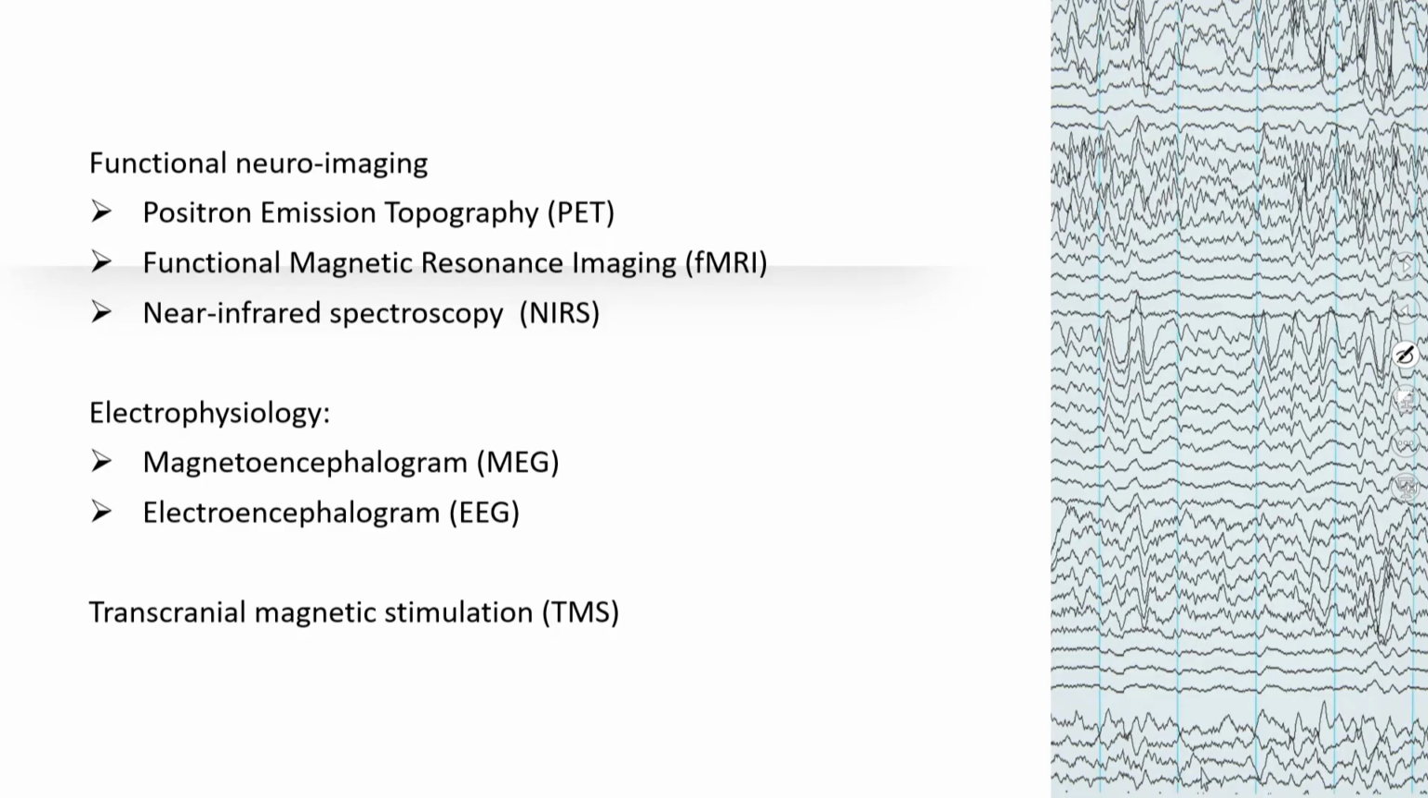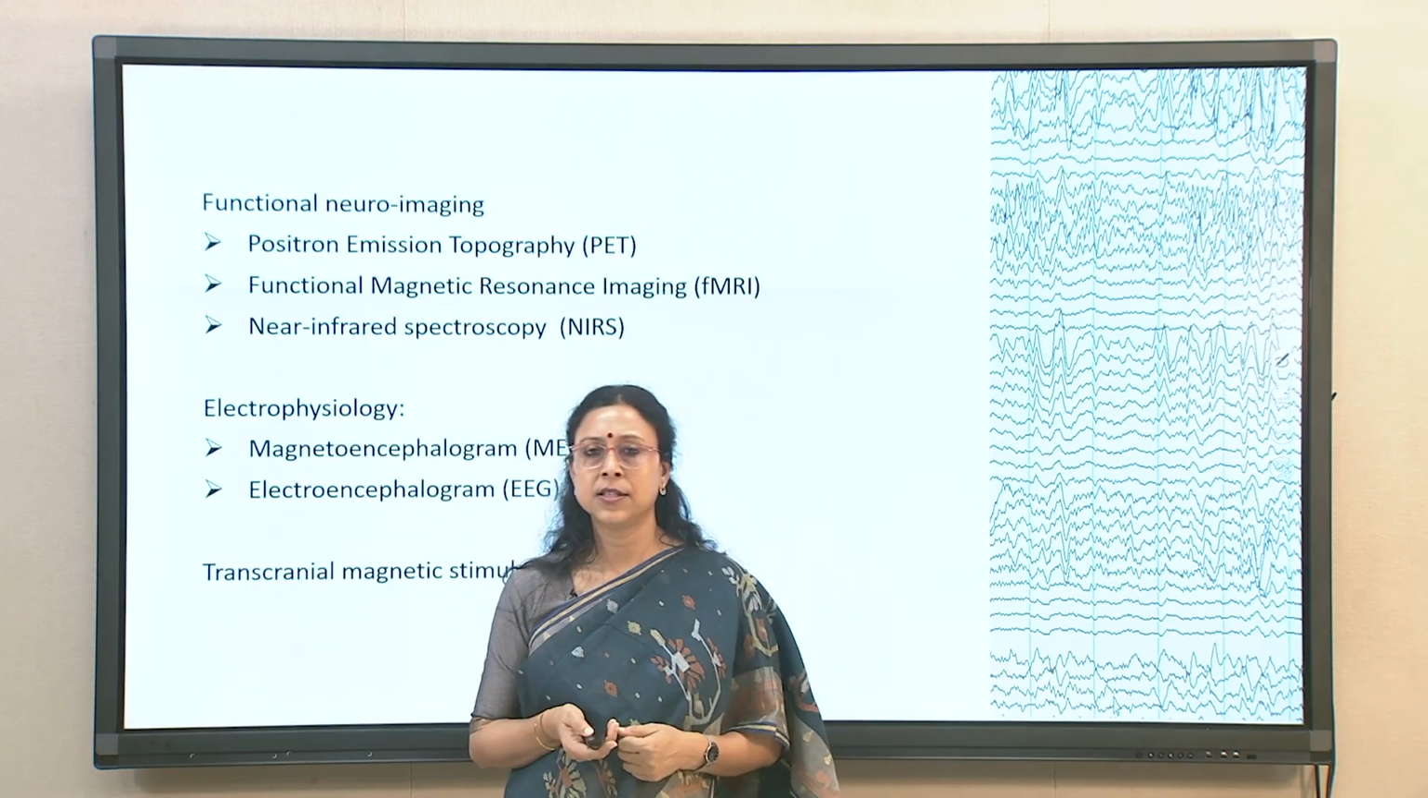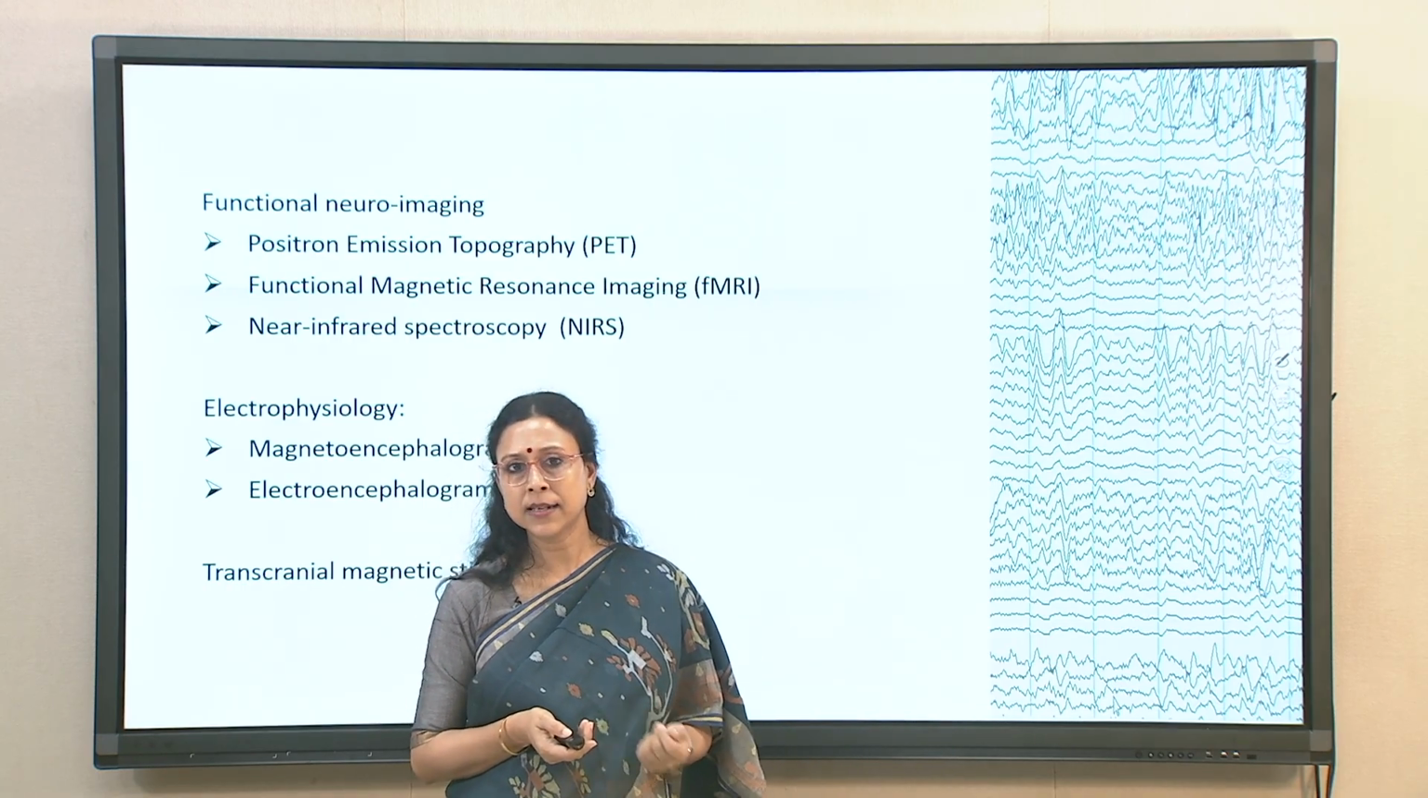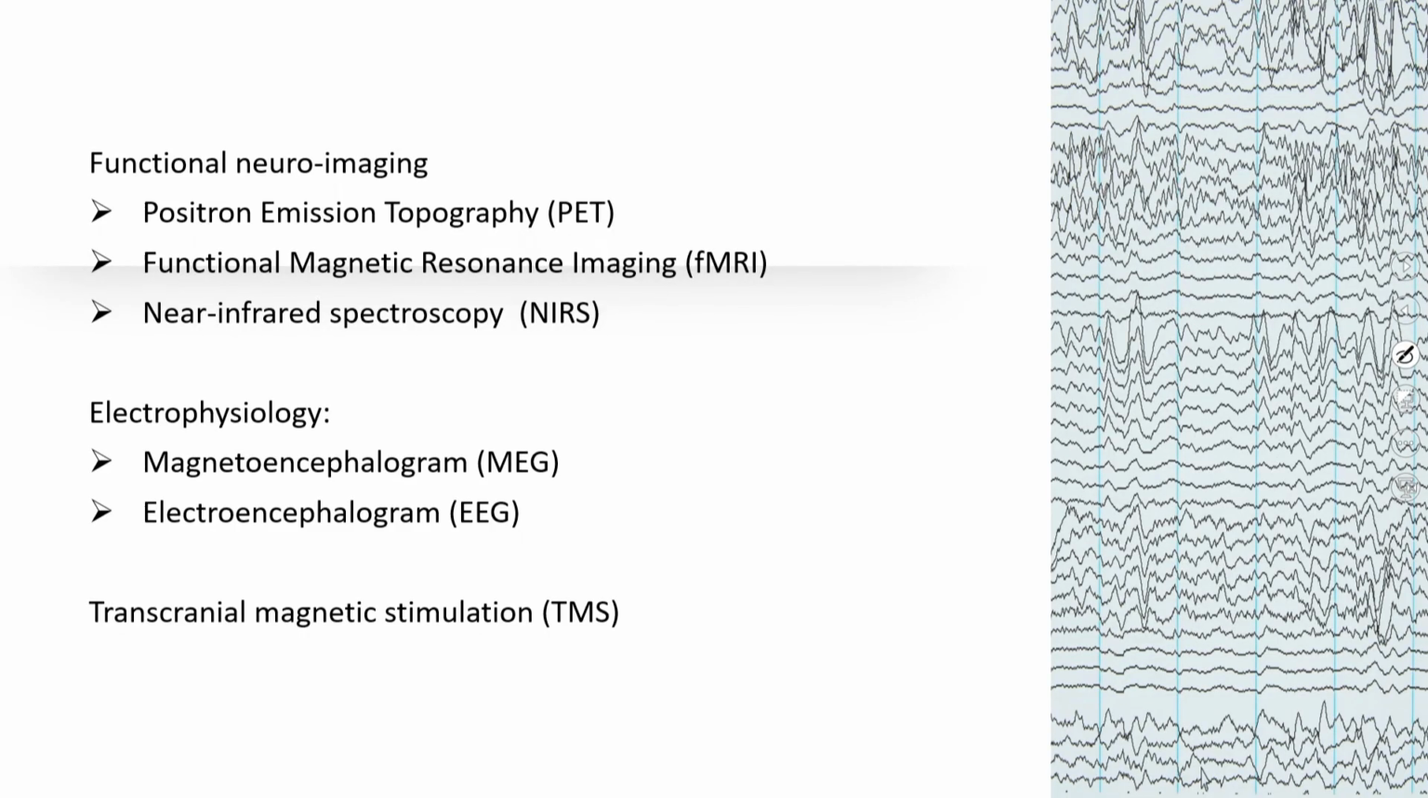There are many different kinds of brain mapping methods now available to the scientific community. There are functional neuroimaging, electrophysiology, and of course TMS. Within functional neuroimaging, we have 3 different kinds. One is positron emission tomography, PET. Then we have functional magnetic resonance imaging, fMRI, which is the functional version of the MRI. And we also have near infrared spectroscopy, NIRS, which is comparatively a newer method.